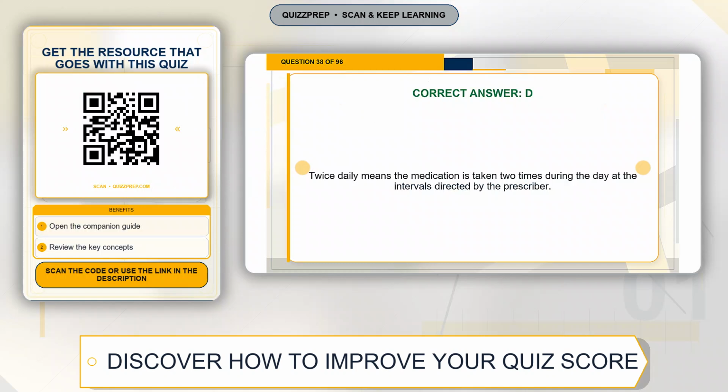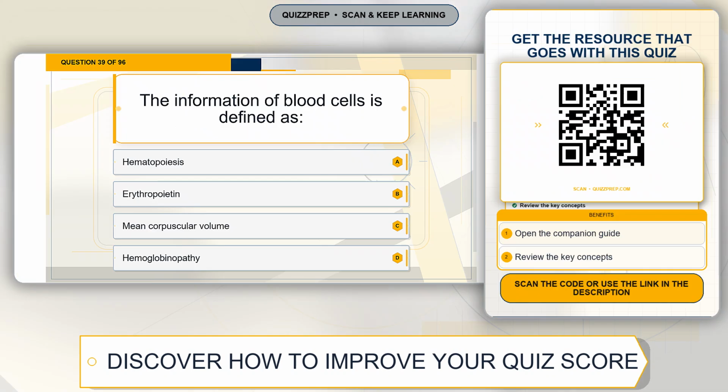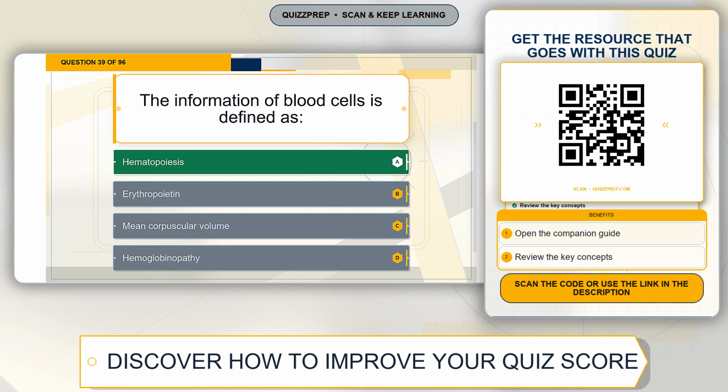Explanation. Twice daily means the medication is taken 2 times during the day at the intervals directed by the prescriber. Question 39. The formation of blood cells is defined as option A, hematopoiesis. Option B, erythropoietin. Option C, mean corpuscular volume. Option D, hemoglobinopathy. The correct answer is option A, hematopoiesis.